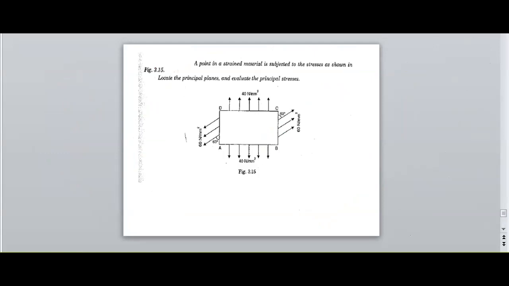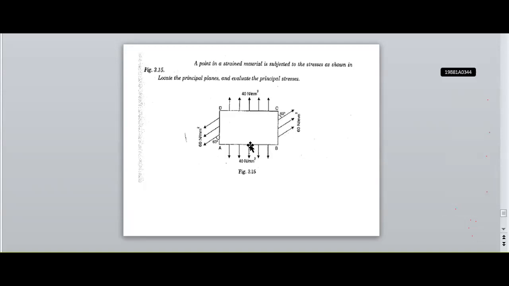Locate the principal planes and principal stresses. Find the principal stresses. Here it is not in a standard format. The stress is inclined, making an angle of 30 degrees.